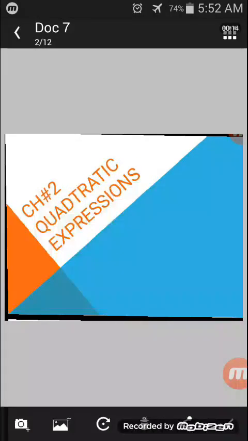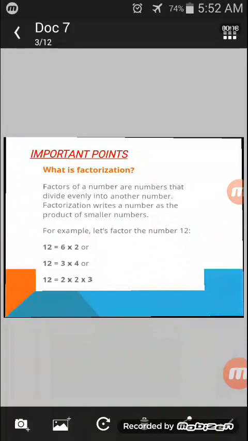Chapter number 2 is quadratic expressions. I am going to discuss some important points about factorization. So first of all, you must know what is factorization. Factors of a number are numbers that divide evenly into another number. Factorization writes a number as the product of smaller numbers.